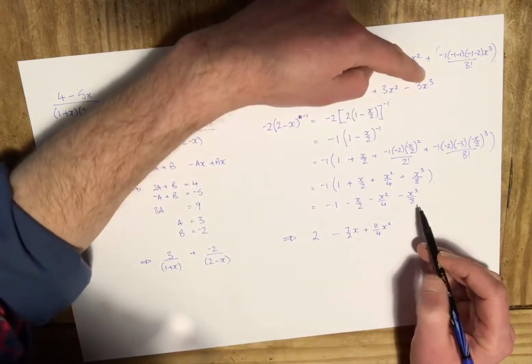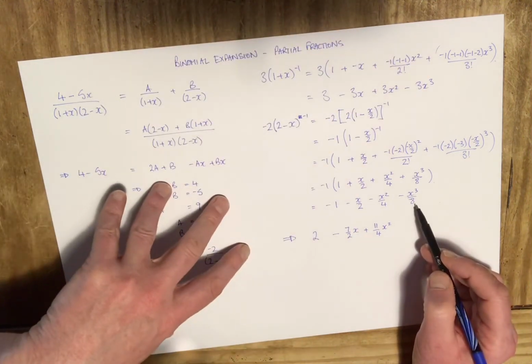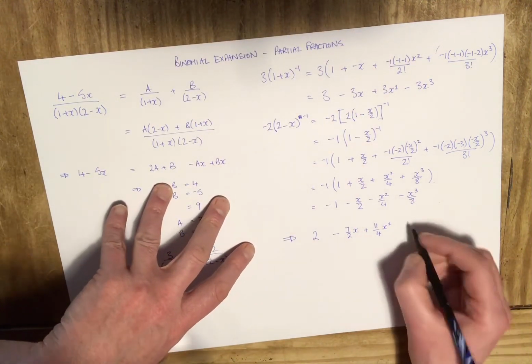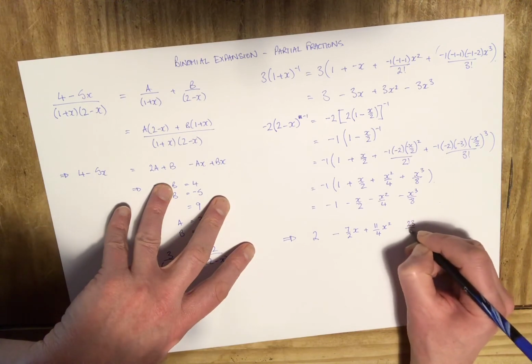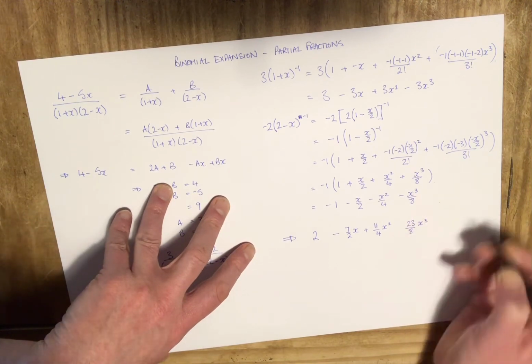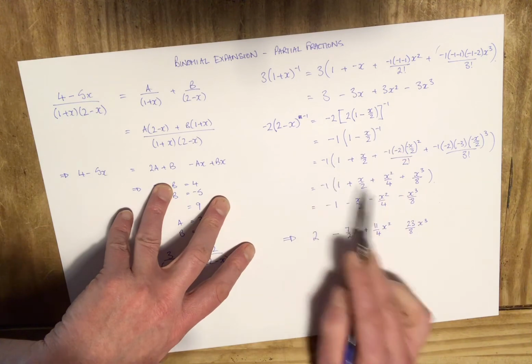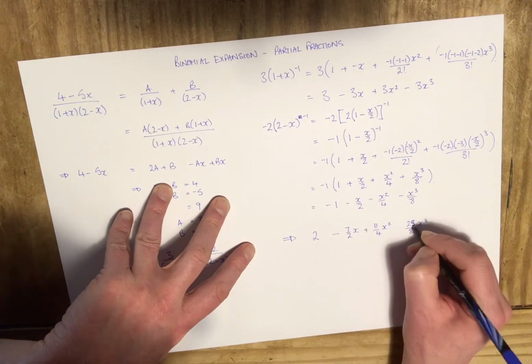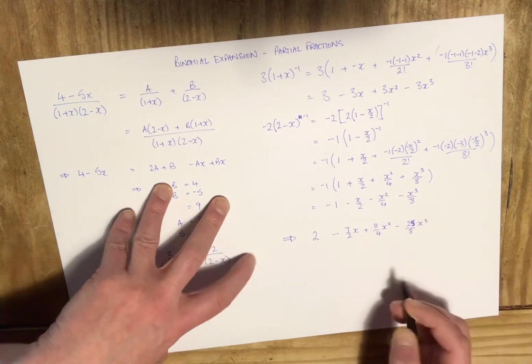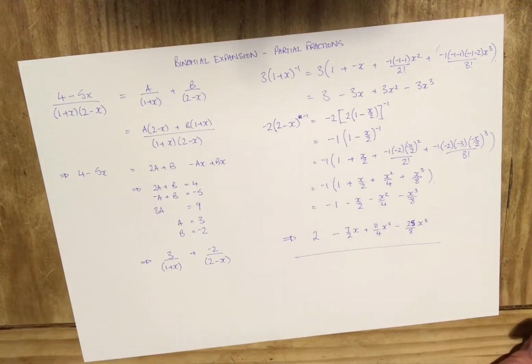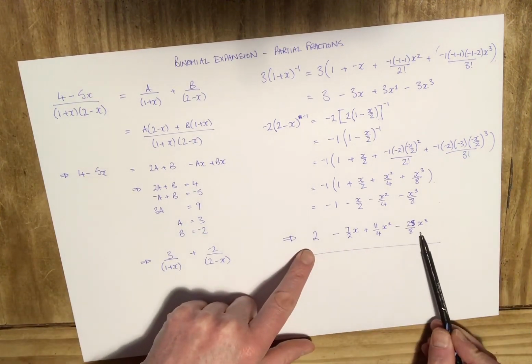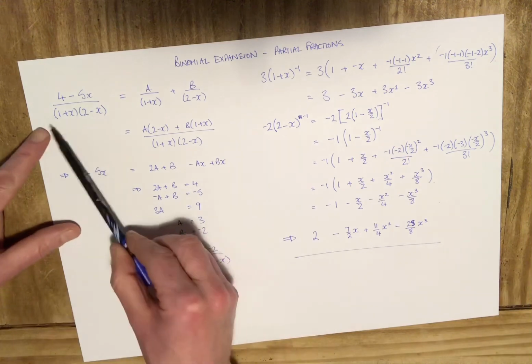Now the x cubed: minus 3x cubed minus 1/8 x cubed is 23 over 8 x cubed. No, it's not, because that's minus 3. Take away that, it's minus 25 over 8 x cubed. So this is the binomial expansion, the first 4 terms for this.